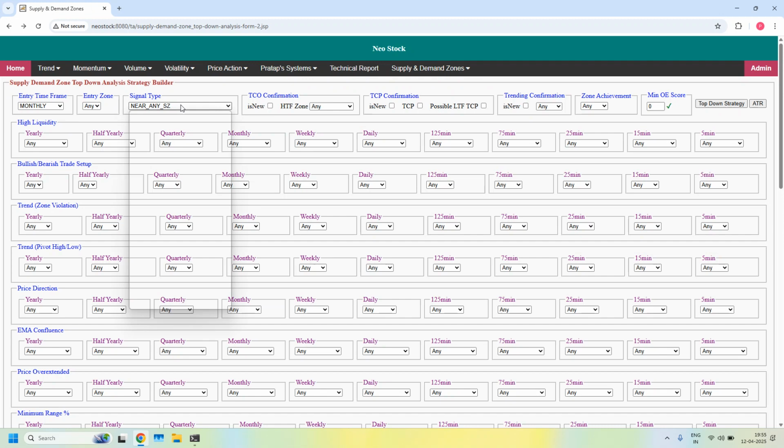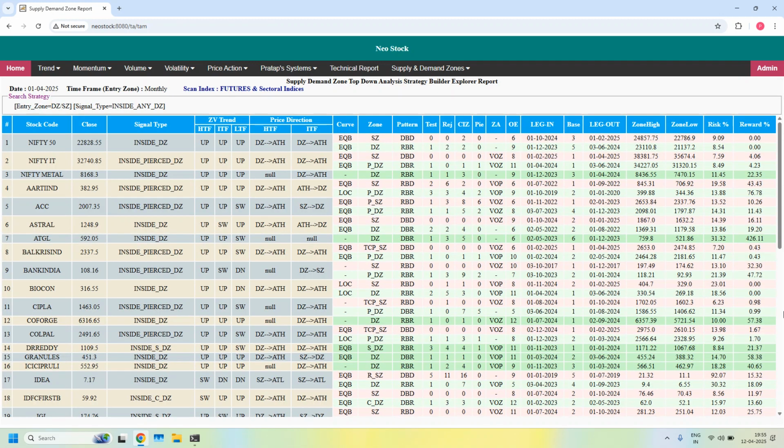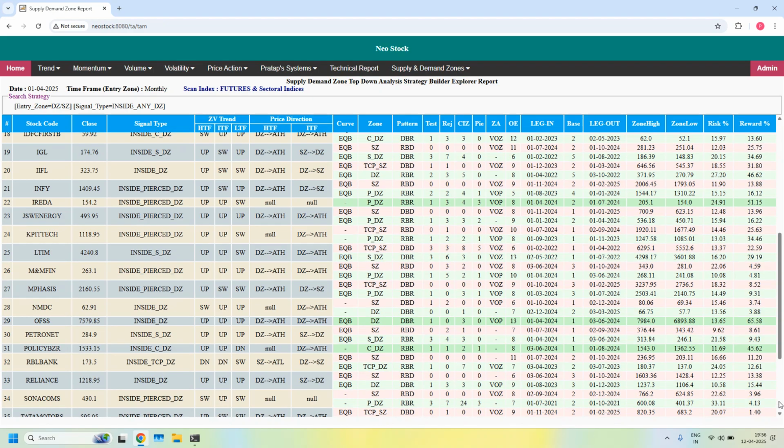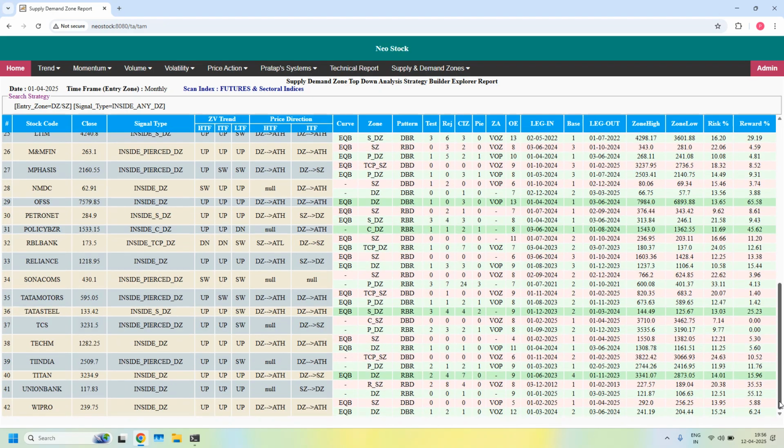Next, price closed inside the monthly demand zone. First 18 stocks in the list. I am scrolling the list down. So total 42 stocks are filtered where price closed inside the monthly demand zone.